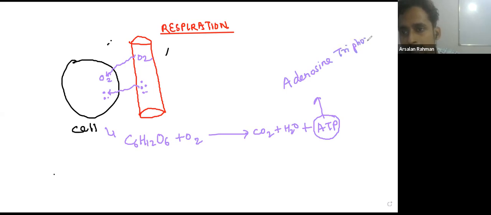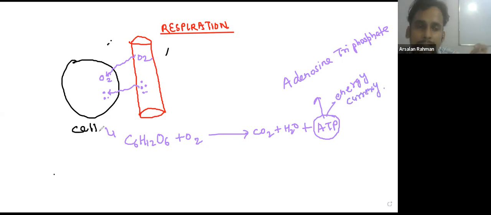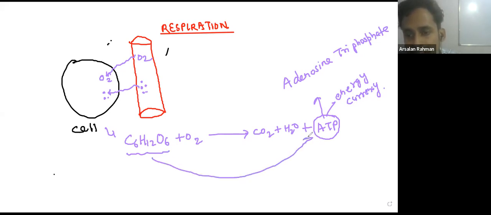What is adenosine triphosphate? It is a form of energy. You can call this an energy currency. So what is respiration? Respiration is the process by which an organism or a cell breaks the smaller food particles into energy. This process is called respiration. Do you get my point?